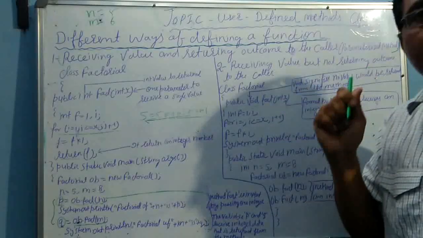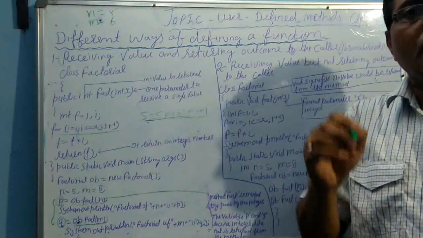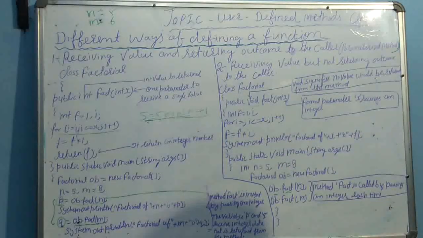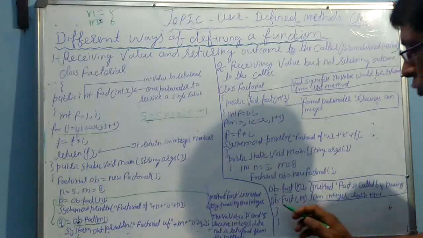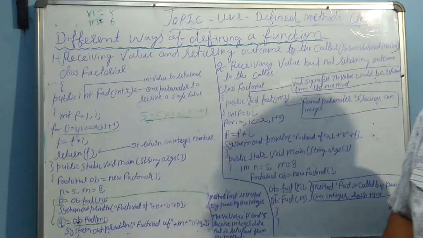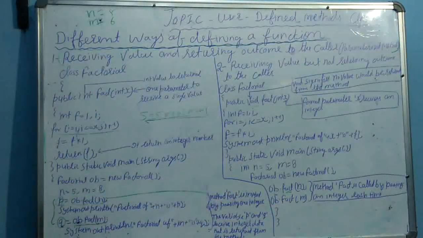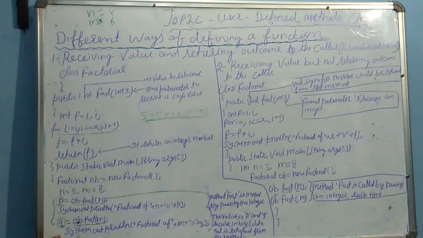Now you observe the body of the main method. Here the function calls ob fact n, and ob fact m. What is this function call? The object fact n and fact m are not assigned to any variable. There are no variables, because you are seeing these are not assigned to variables.